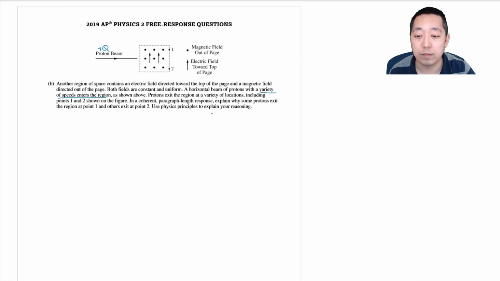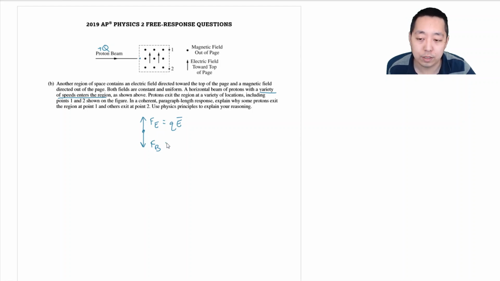In a coherent paragraph length response, explain why some protons exit the region at point 1 and some exit at point 2. So the E field is pushing you upward. If I look at a particular particle, the electric field is pushing upward for a positive charge and the magnetic field is pushing downward to some extent as I enter here. Now, the electric force is always constant. It's Q times the electric field, and the charge of a proton is always the same. The electric field is directed upward.